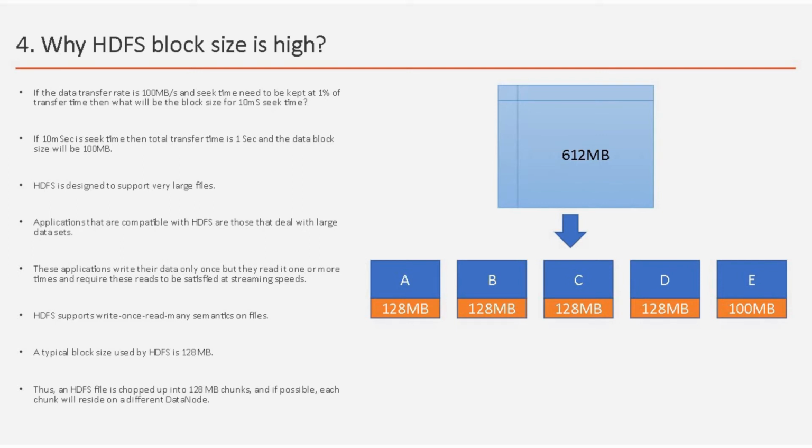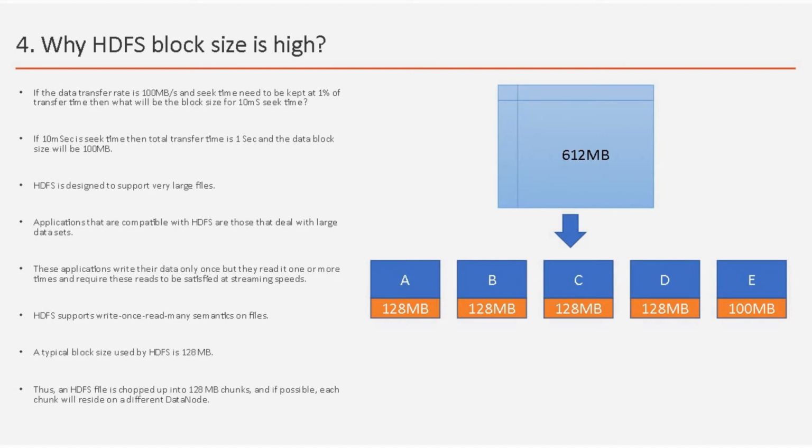So to keep the seek time at 10 milliseconds, you need a block size of 100 MB. That is why, if you want to reduce the seek time and keep it at 1% of the total transfer time, you need to make the block size very high. And HDFS, you know, is designed to support very large files. So applications that are compatible with HDFS are those that deal with large data sets. These applications write their data only once, but they read it one or more times and require these reads to be satisfied at streaming speed. HDFS supports write once and read many semantics on files.